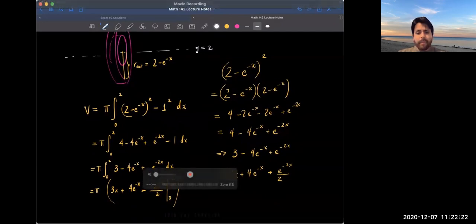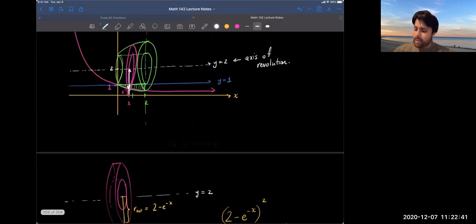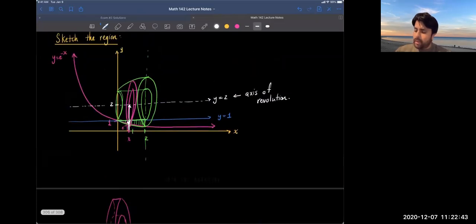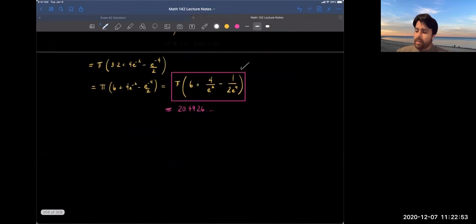Hmm. The outer minus the inner. Yeah, so I'll come back to this. There's something that's not right, but it appears everything to be right. Hmm. Yeah, we'll come back to this one.